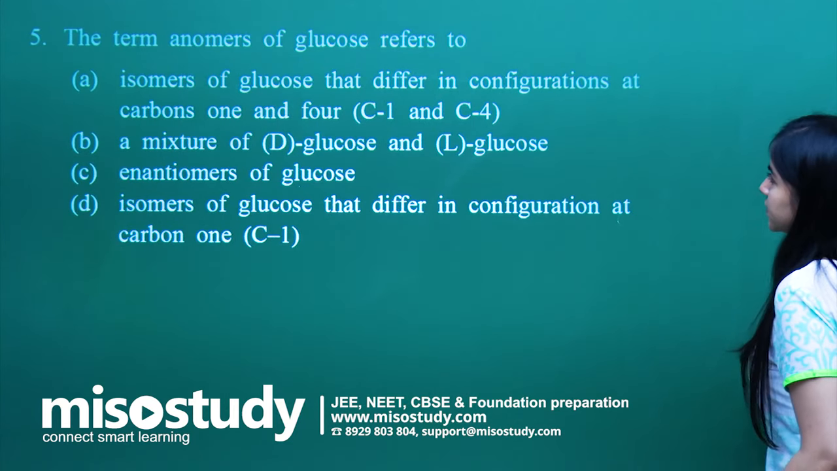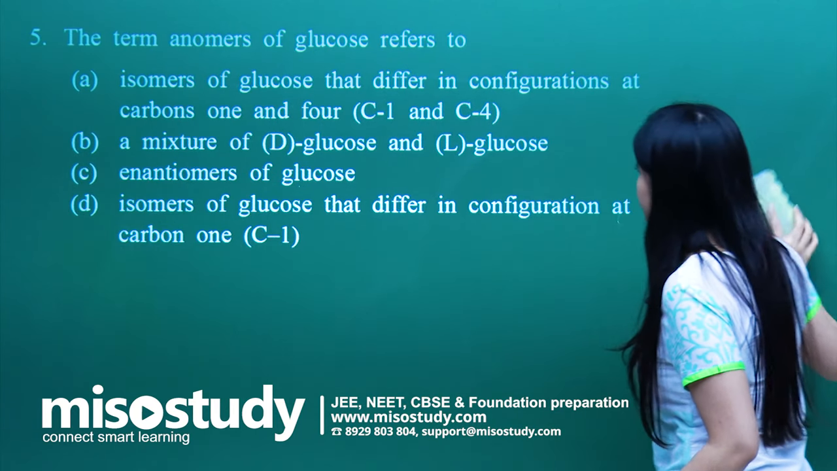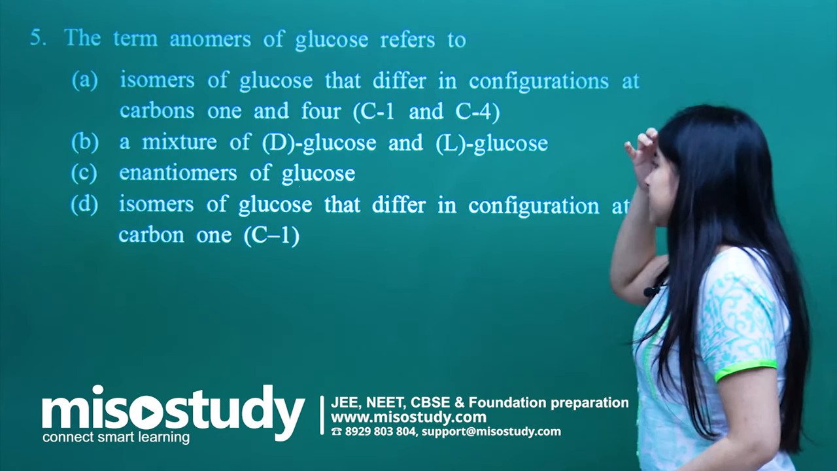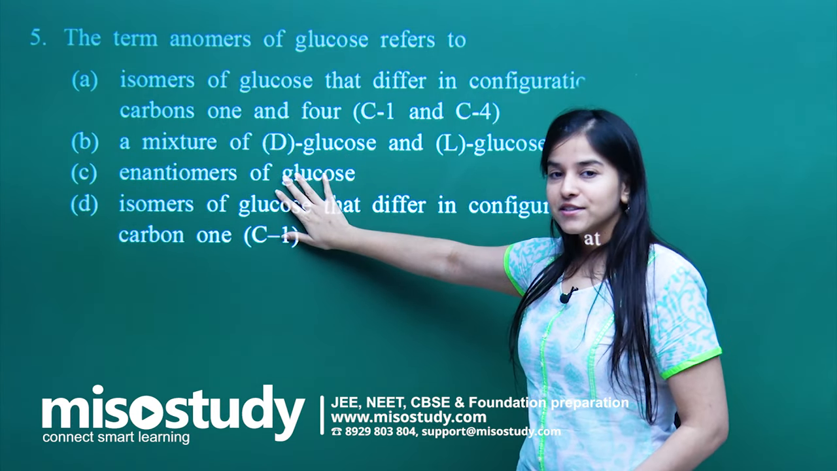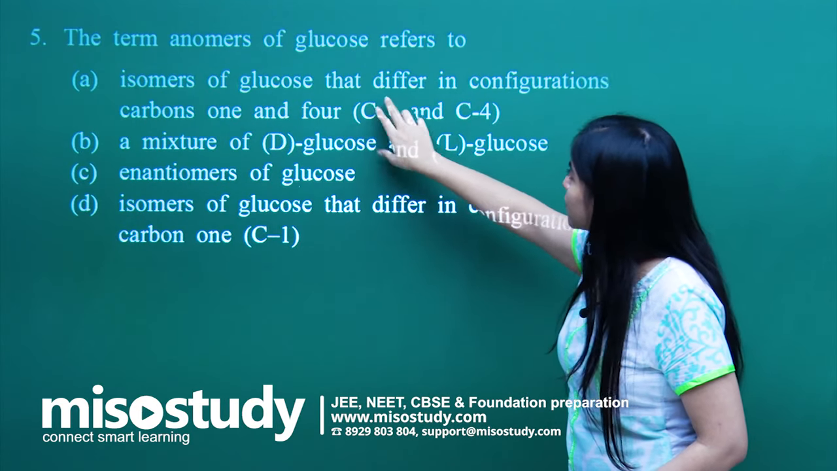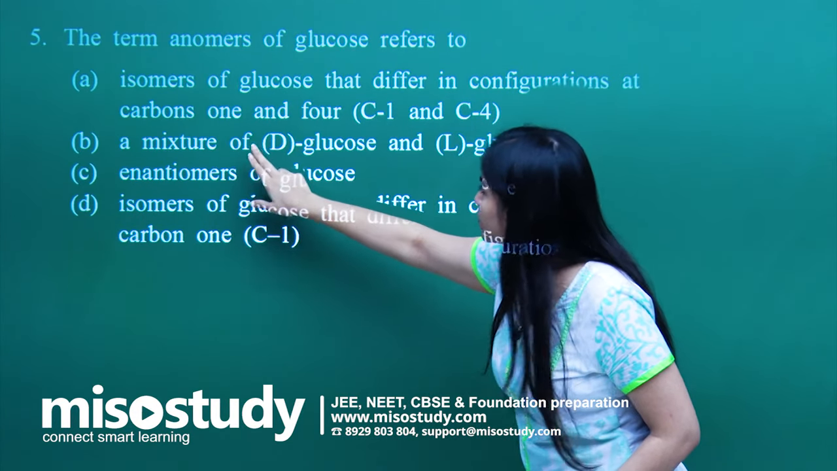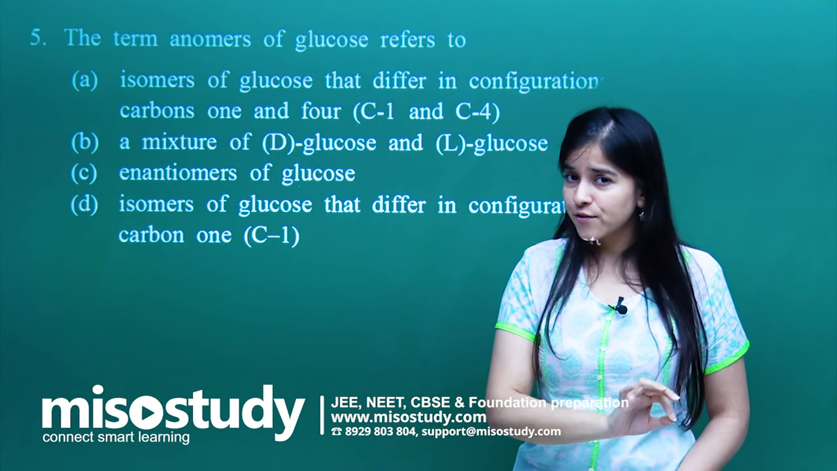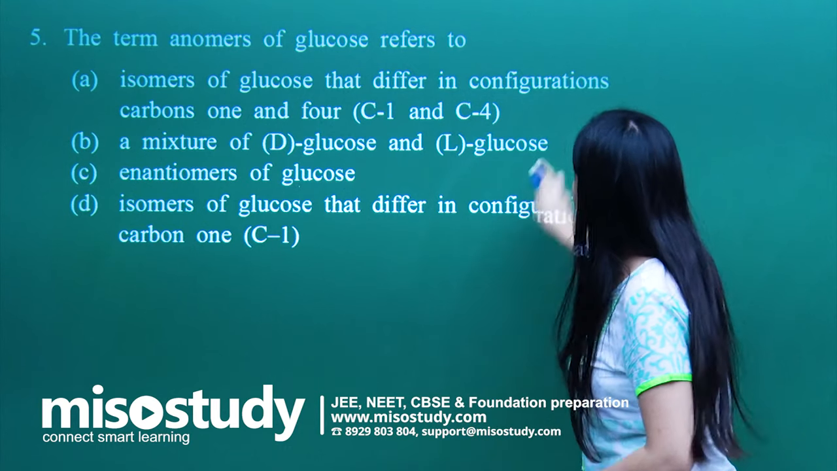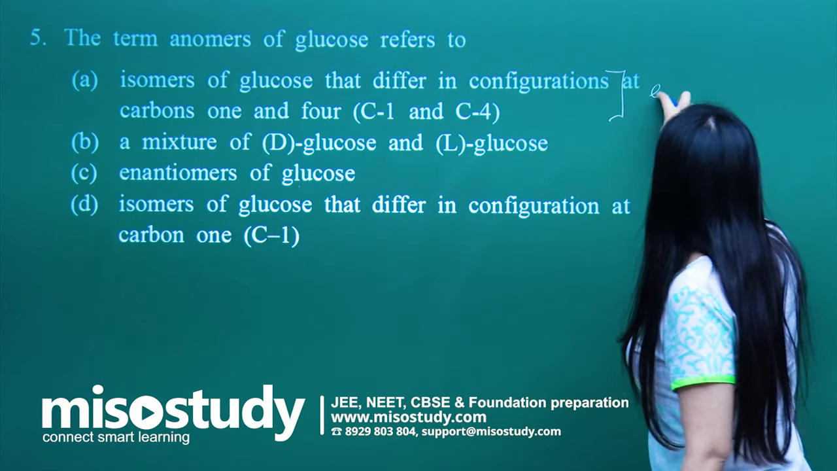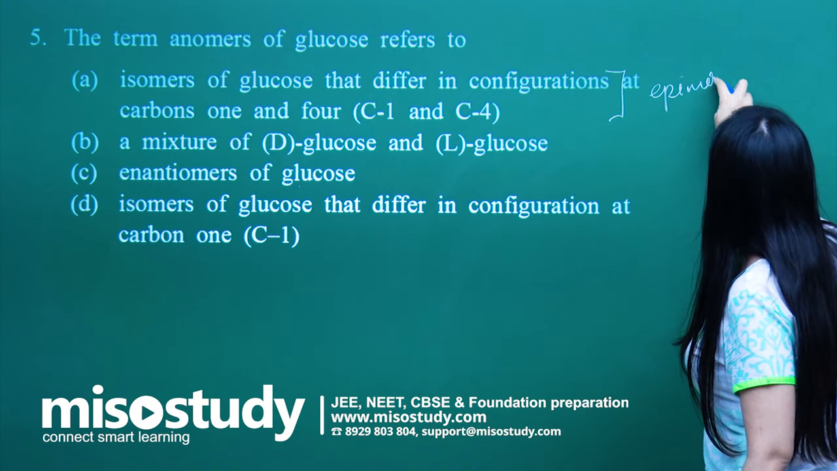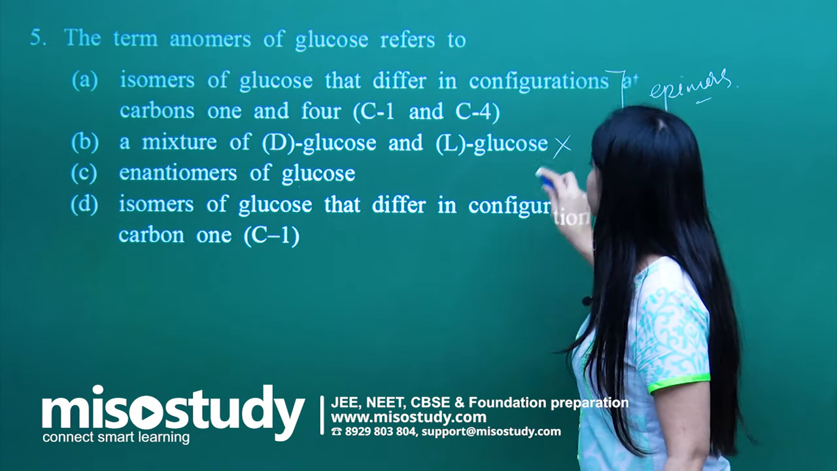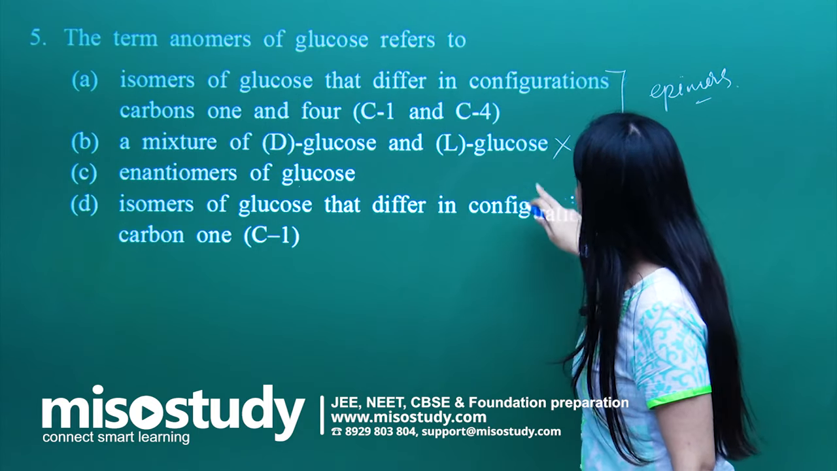So I have got the term anomers of glucose refers to. So we all know what anomers are. So let us just have a look at the options. Isomers of glucose that differ in the configurations at carbons 1 and carbon 4. So they are asking about carbon 1 and 4. That is not anomers, but this is epimers, if you are able to recall. A mixture of D-glucose and L-glucose, also not the case.